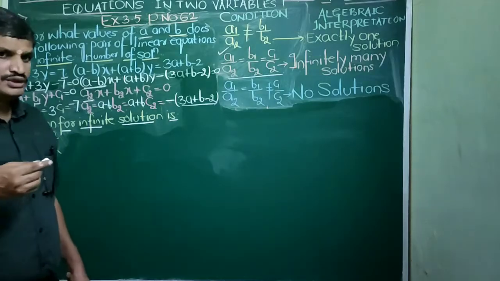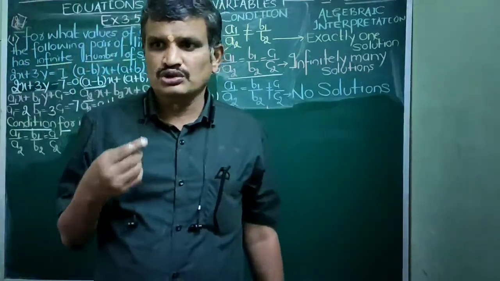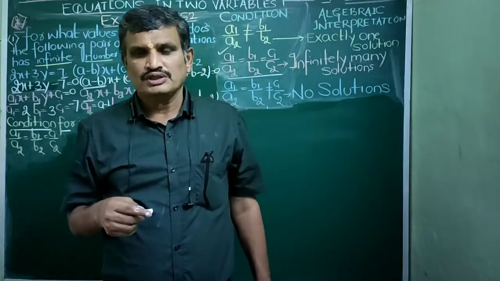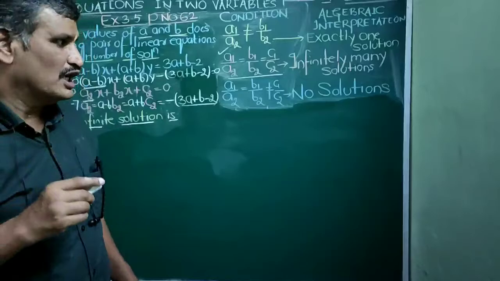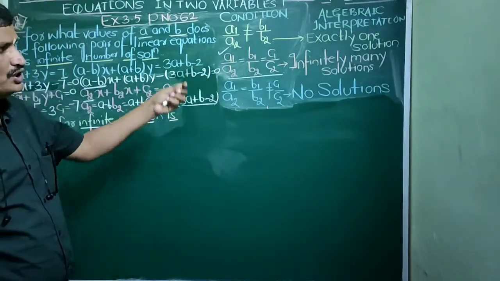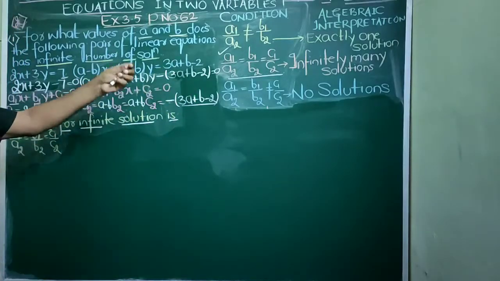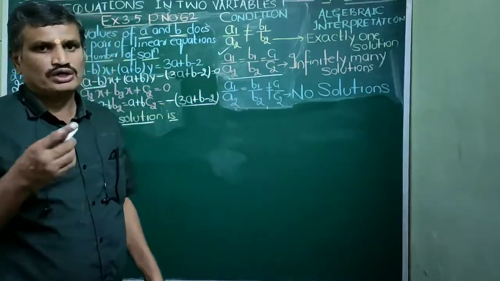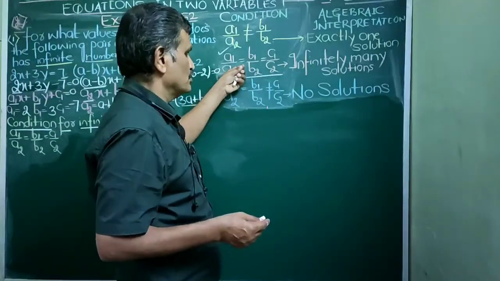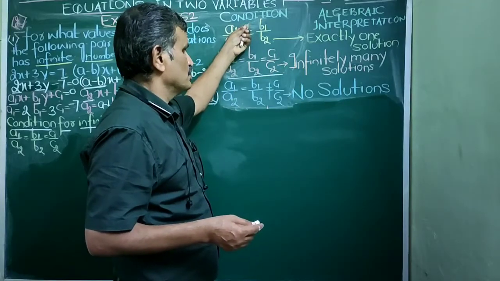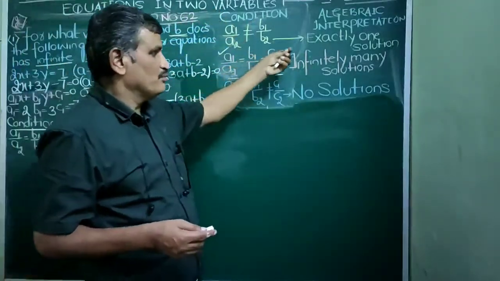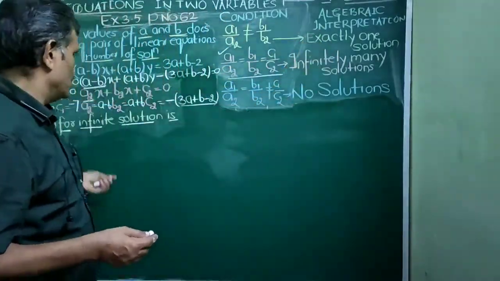In the previous problems, they used to give the equations and ask you what kind of solutions they are having. But in this problem, they have already given that it is having infinitely many solutions. You need not find out the nature of solution. Nature of solution is already given to you, so you have to use the condition that is given. If infinite solution is given, use this condition. If no solution is given, then use this condition. If one solution is given, use the first condition. So depending upon what type of condition is given, that condition we have to use.